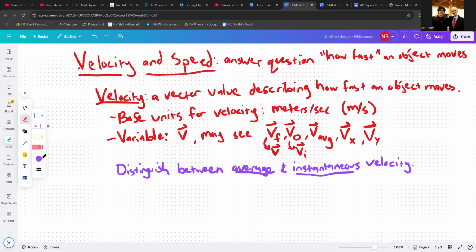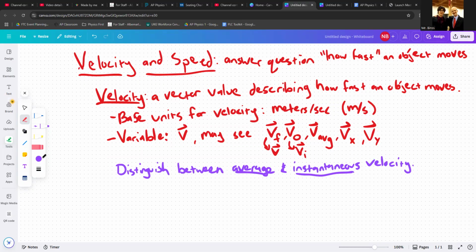Same thing with Vx and Vy. Those ones you could put together with average. So I should say Vf and V0 are instantaneous. V average is not, it's average. And Vx, Vy could go into either, because you could find an instantaneous x or y velocity right at the beginning or end of a time period, or you could find an average x or y velocity. On average, how fast was it going horizontally or vertically?